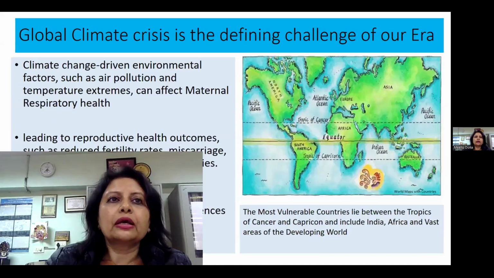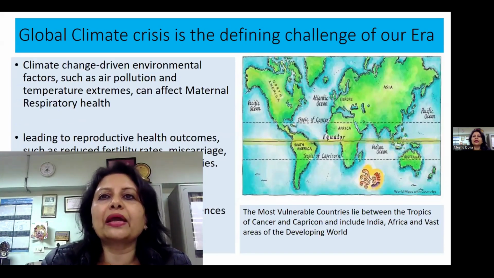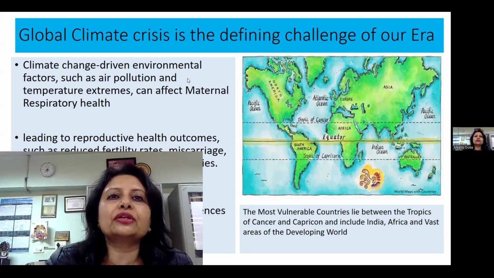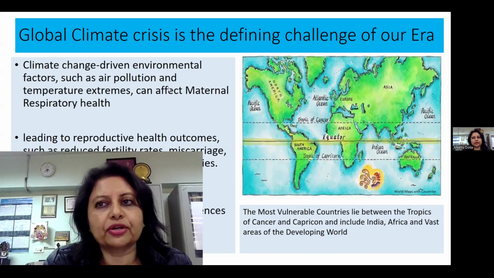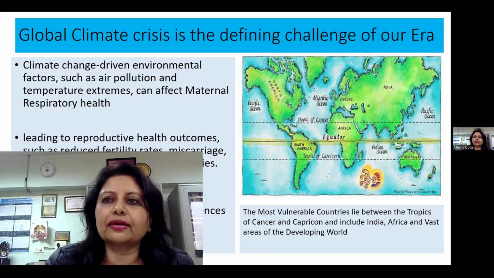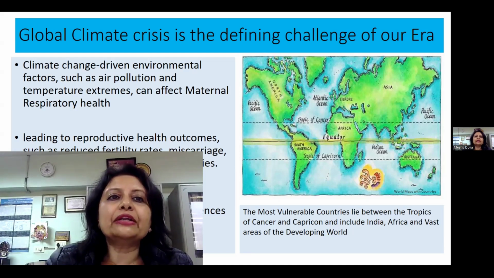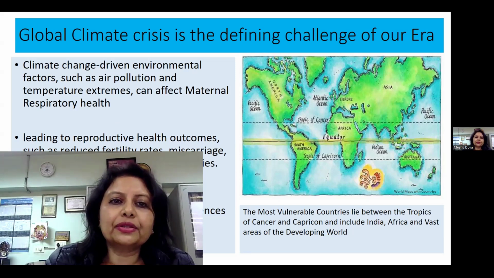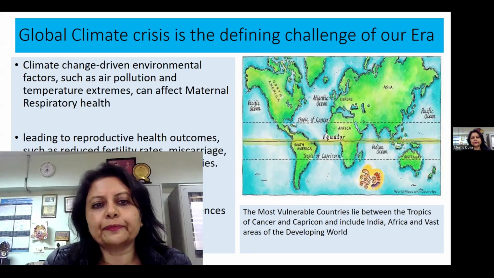And therefore, climate change and the global climate crisis is proving to be the defining challenge of our era, where the climate change driven environmental factors such as air pollution and temperature extremes not only affect the maternal respiratory health, they lead to reproductive health outcomes such as reduced fertility, miscarriage, preterm birth, and congenital abnormalities.